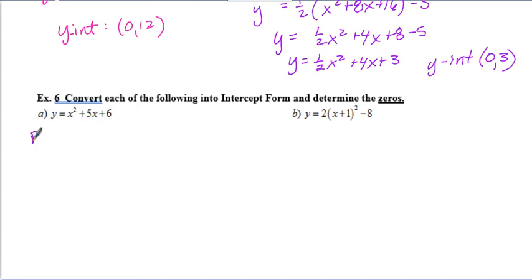So what are factors of 6 whose sum is 5? Let's see. Multiplies to 6, adds to 5. 2 and 3 get us there. So factored form is x plus 2 and x plus 3. That is intercept form. And then we're asked to determine the zeros, which intercept form is great for determining. It's just each factor set equal to 0 and solved. So our zeros are at negative 2 and negative 3.